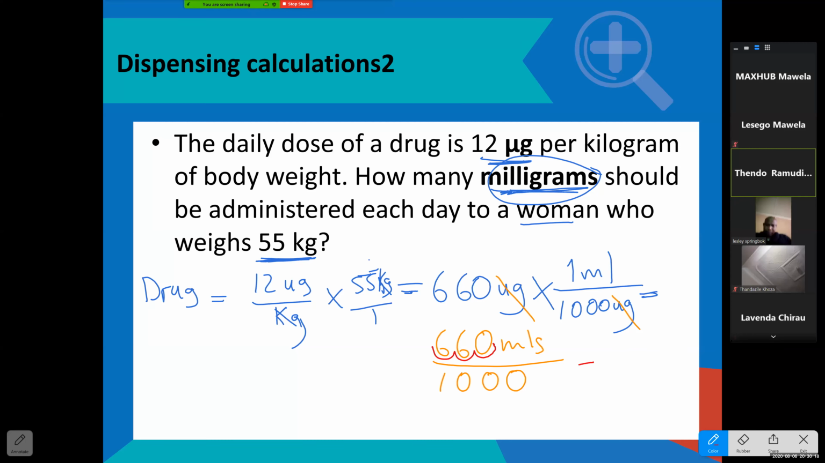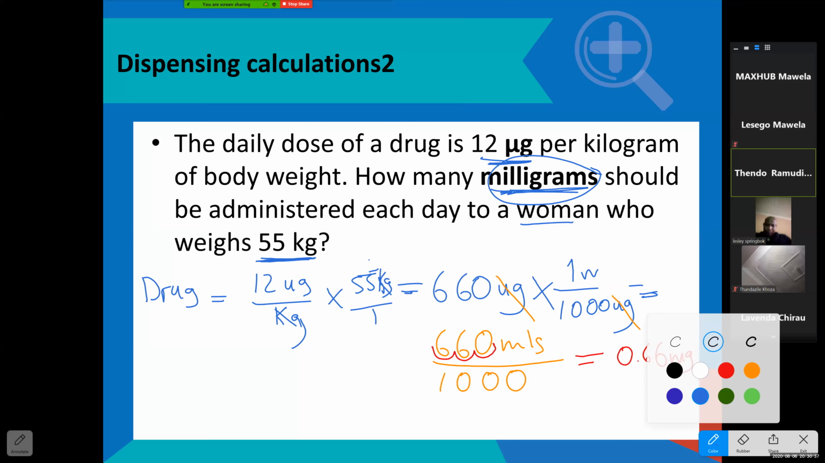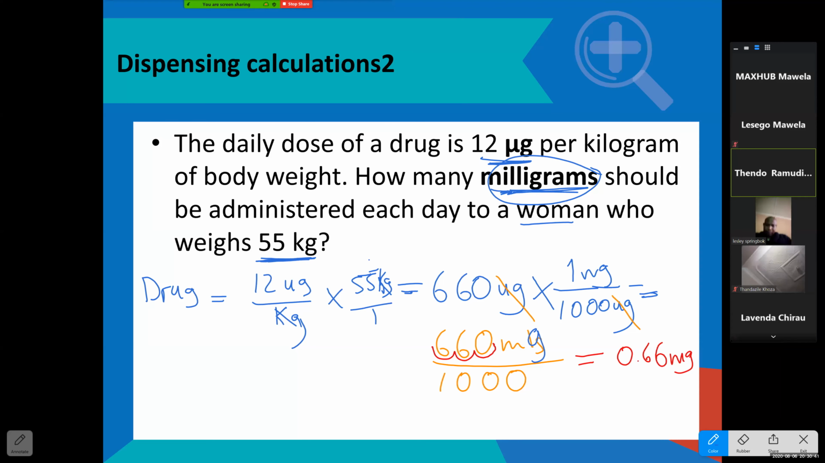So your answer is 0.66 what? Milligrams. Sorry, I think even here I made a mistake, just on this part here. So this would be milligrams. So even here it's milligrams, right? So 0.66 milligrams. You see?